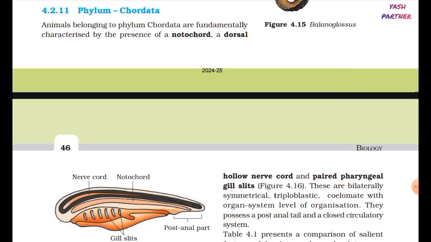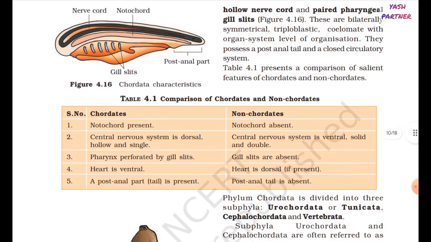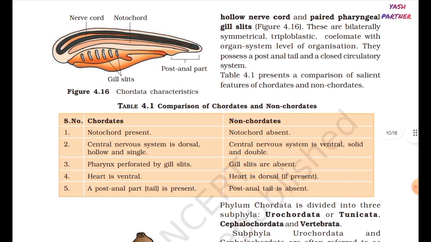4.2.11 Phylum Chordata. Animals belonging to phylum Chordata are fundamentally characterized by the presence of a notochord, a dorsal hollow nerve cord, and paired pharyngeal gill slits. Figure 4.16. These are bilaterally symmetrical, triploblastic, coelomate with organ system level of organization. They possess a post-anal tail and a closed circulatory system. Table 4.1 presents a comparison of salient features of chordates and non-chordates.